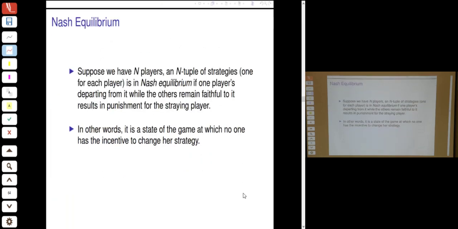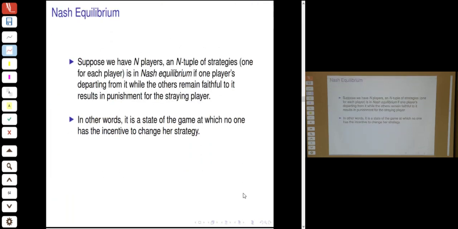In game theory, one of the most important concepts is the Nash equilibrium. Suppose you have n players, each employing a strategy, so you have an n-tuple of strategies, one strategy for each player. It is said to be in Nash equilibrium if one player departing from it while the others remain faithful to it results in punishment for the straying player.